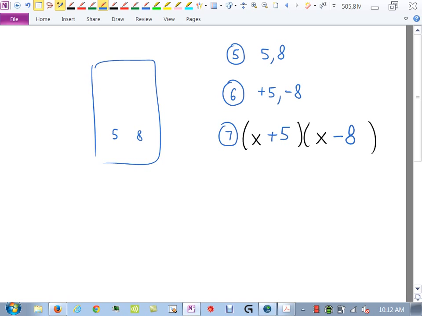What do y'all think? Yeah. Well, what do you not like about this way? Too much steps? Too many steps?